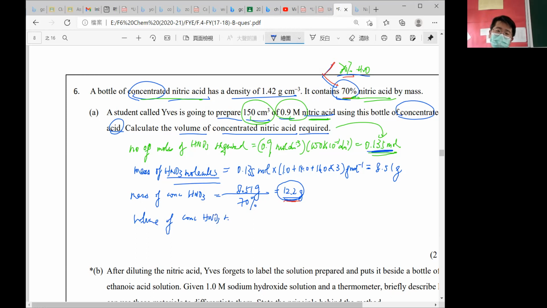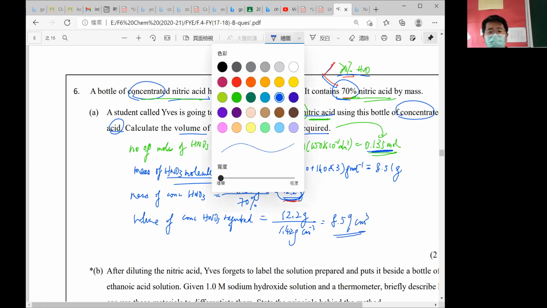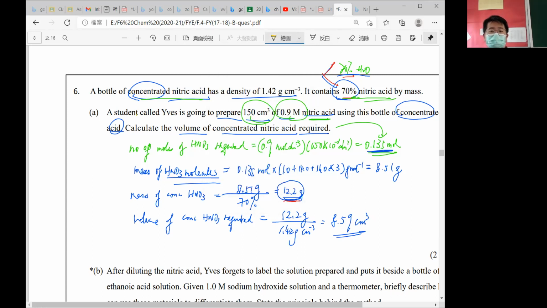Why? So what other data should be used? So we get 12.2 gram over 1.42 gram per cm cube, and you may get the answer 8.59 cm cube as the answer. So can you see the whole flow? The whole flow is you start from this, and you are going to do this, and you use this data. And finally, point number 1, okay, point number 2, and finally point number 3.